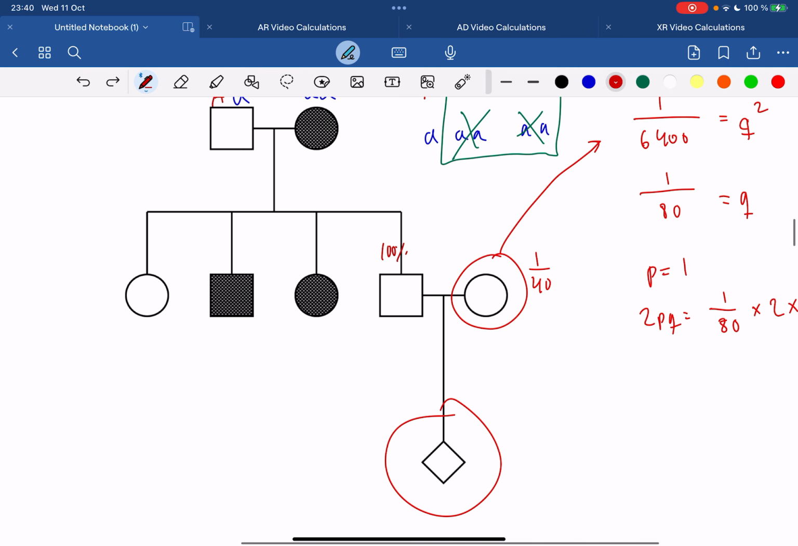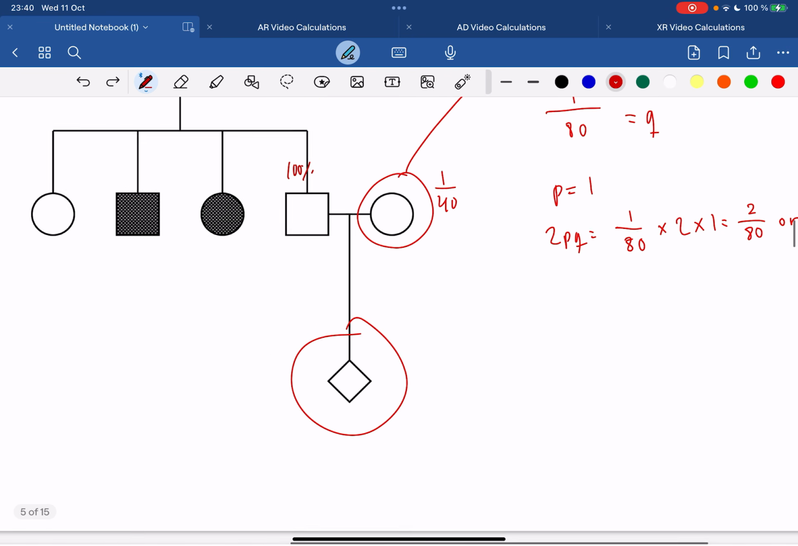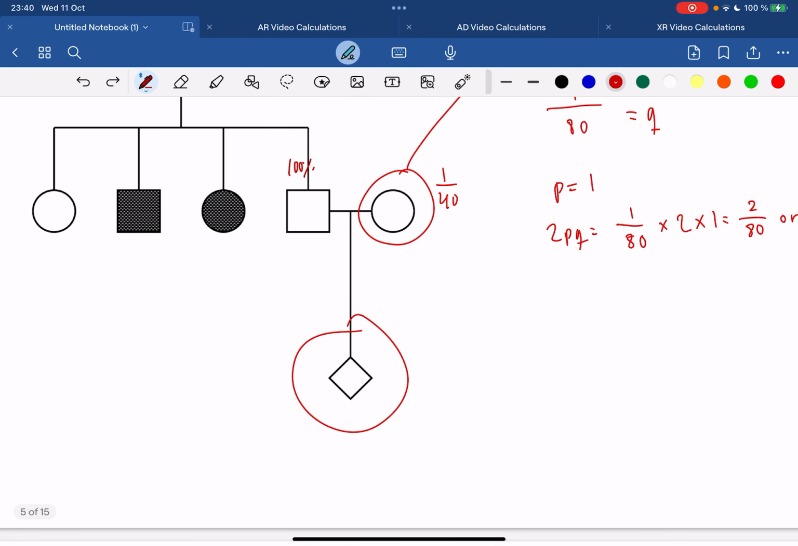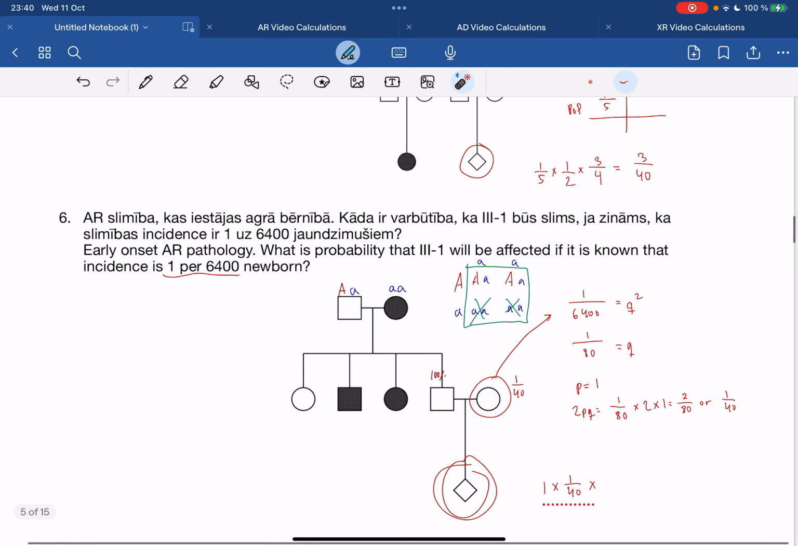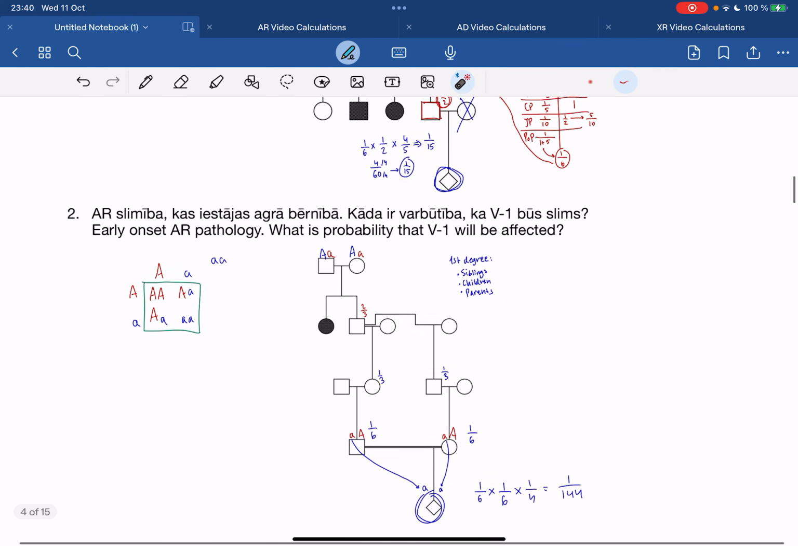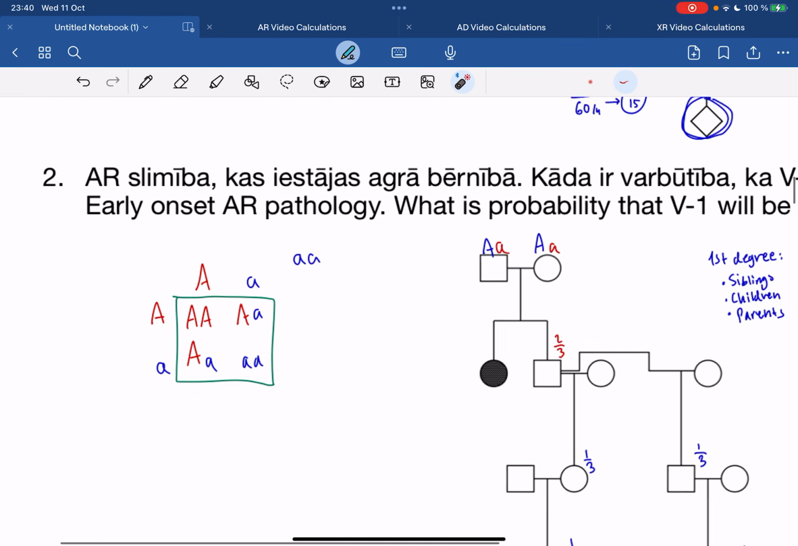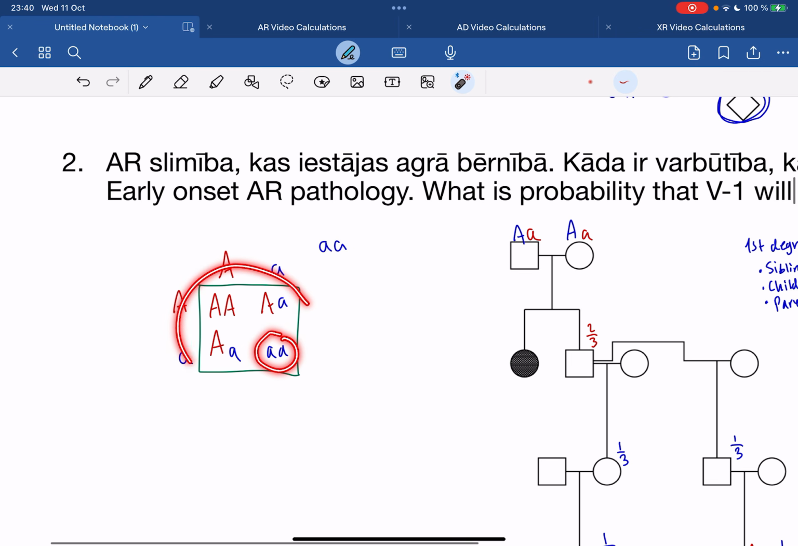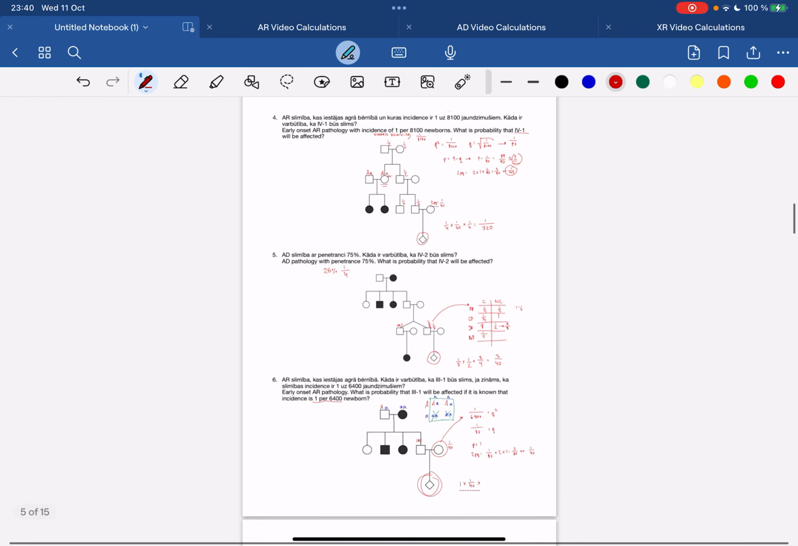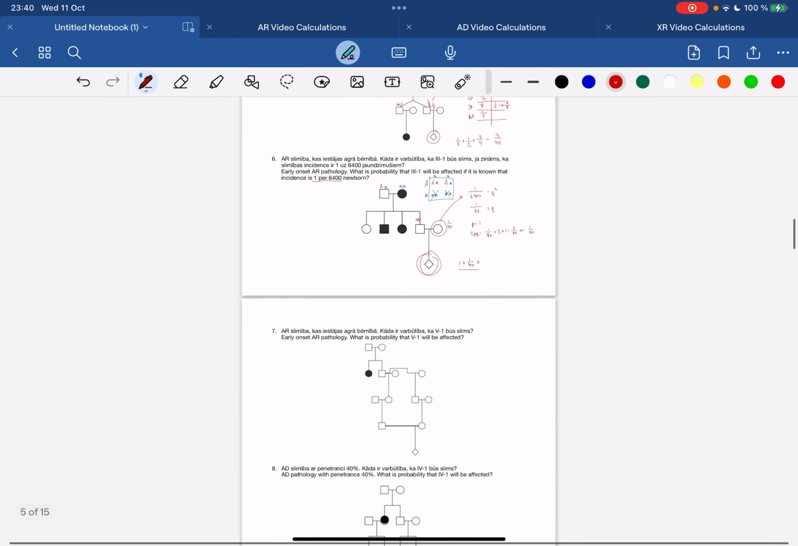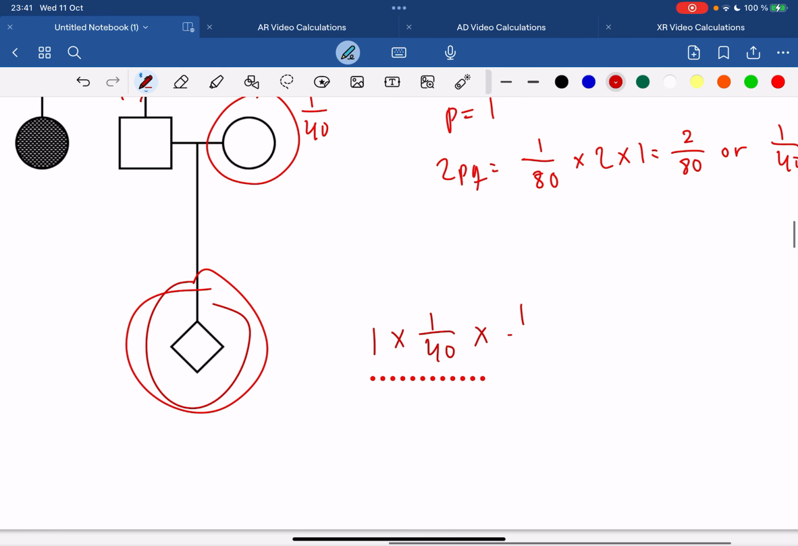So now we know the fathers, we know the mothers, so we can do a final calculation here. If the father has 100, the mother has 1 out of 40. What is the chance for the child to be affected? Remember the Punnett square. Right here, it's 1 out of 4 chances for AR. So 1 out of 4, that is equal to 1 in 160.